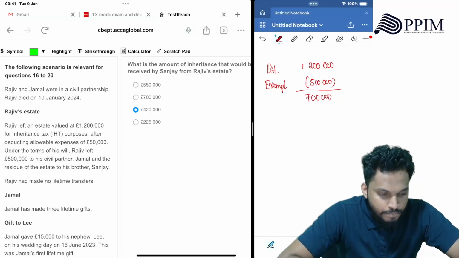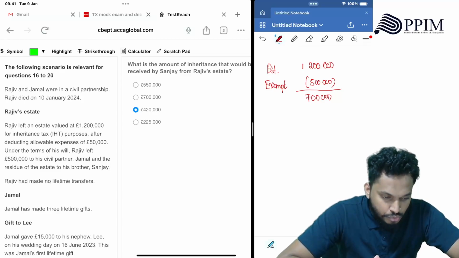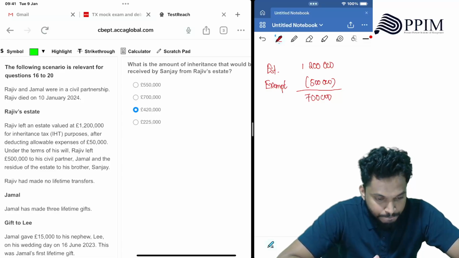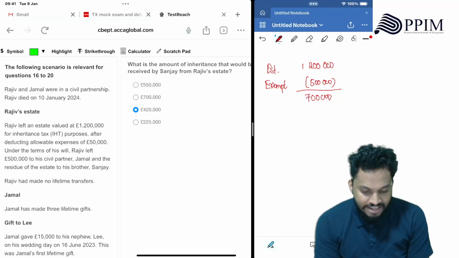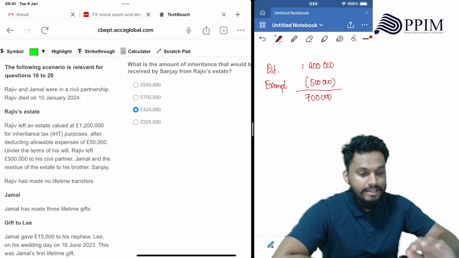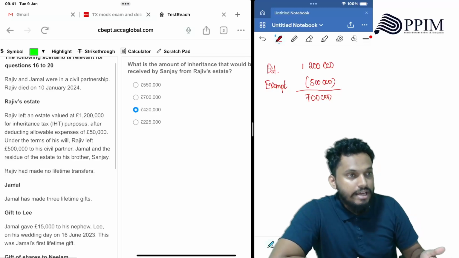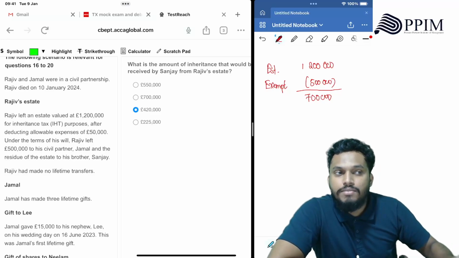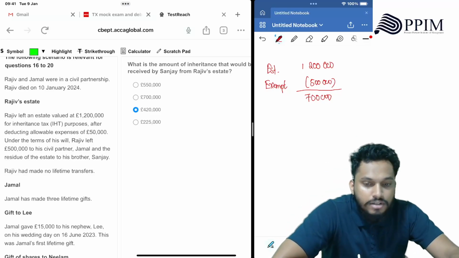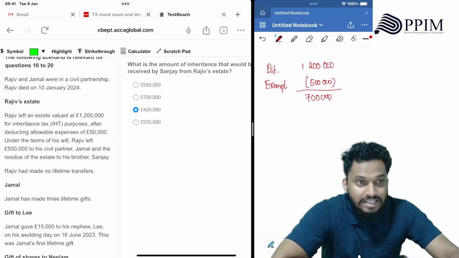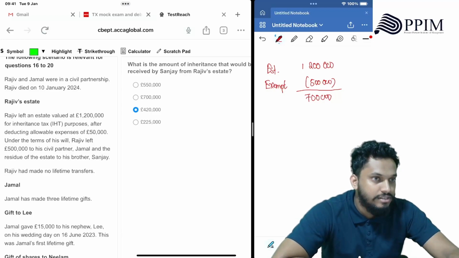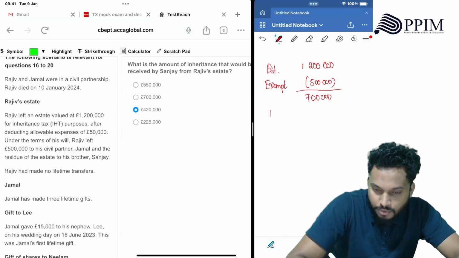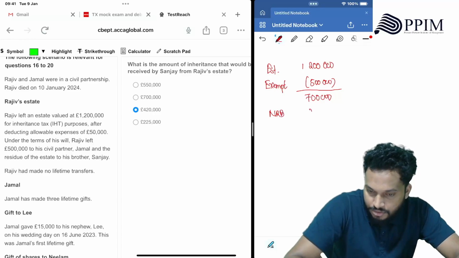So don't be hurried. And also, Jamal and the residue of the estate to his brother Sanjay, and they are telling that Rajiv had made no lifetime transfers. So they are indicating that till date Rajiv has not made any lifetime transfers. So what does it mean? If he has not made lifetime transfers, it means his nil rate band is completely available for him. So what is the nil rate band? 325.